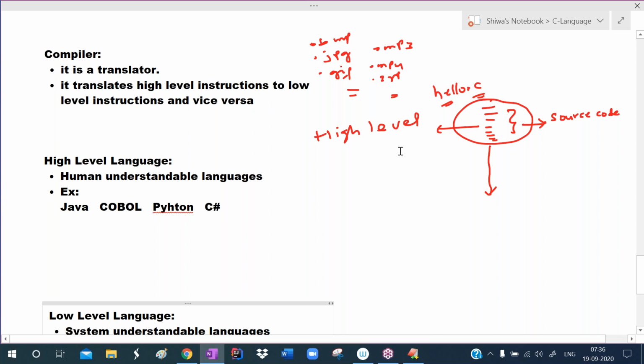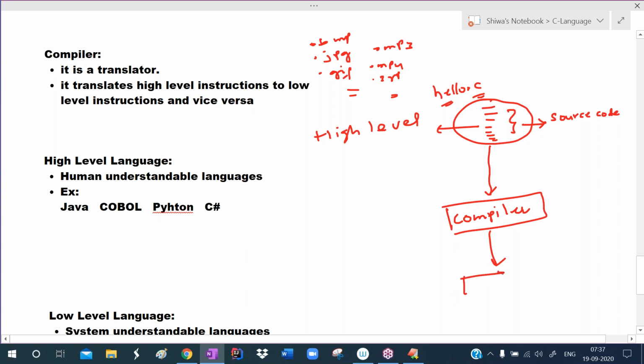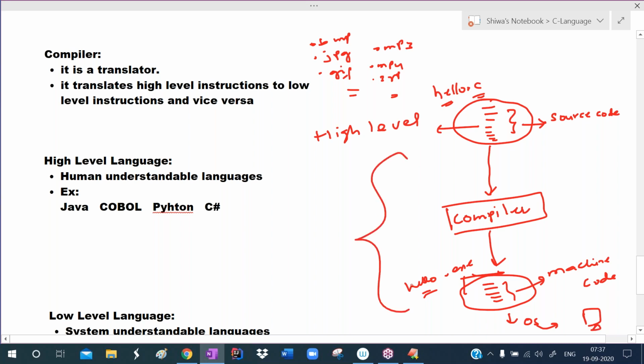For that, we use a translator called a compiler. What will the compiler do? The compiler translates this high level code to low level code, producing hello.exe. The exe file is created, and it has machine code which can be understood by the operating system. The operating system then displays output to us. This is the execution process of a C program.